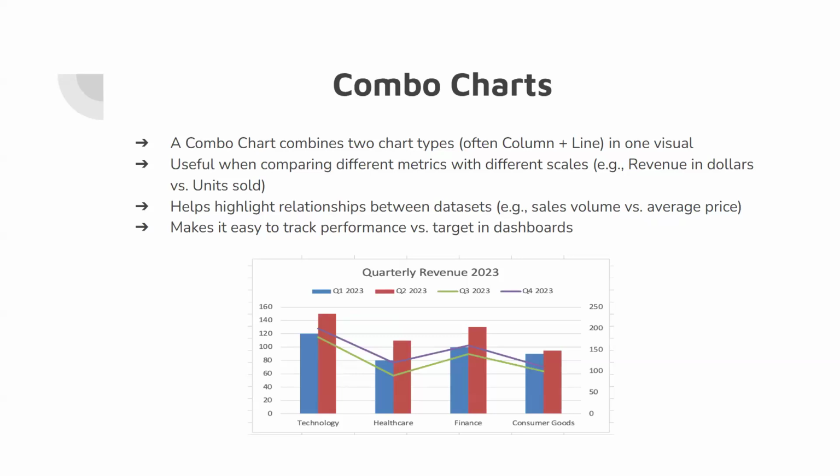Combo charts. A combo chart combines two chart types. It's useful when comparing different metrics on different scales, for example, revenue versus units sold. It helps highlight the relationship between data sets, and it makes it easy to track performance for targets and dashboards. As you can see in the photo, it's trying to show quarterly revenue, so a combo chart would be perfect for this combination.